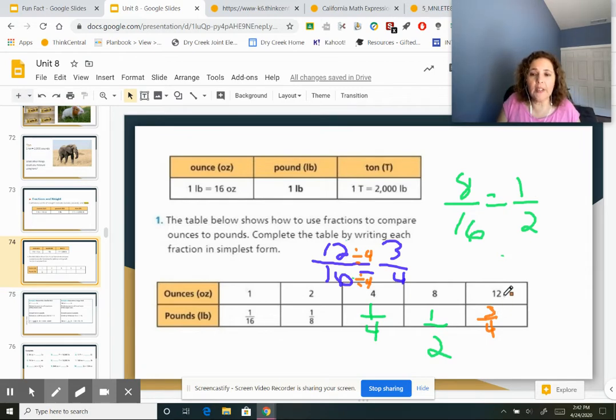For 12 ounces, you should have gotten 3/4 because it's 12 over 16. I know I can divide 12 by 2 and 16 by 2, but I can also divide by 4. I can divide 12 by 3, but not 16 by 3, but 4 works for both. So 12 divided by 4 is 3, 16 divided by 4 is 4. 3/4, I know that's my simplest form because I can't divide any further. I can divide 3 by 3, but I can't divide 4 by 3. So I know 3/4 is my simplest form, okay?